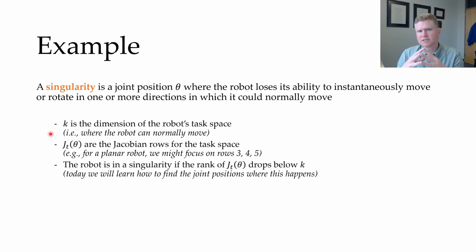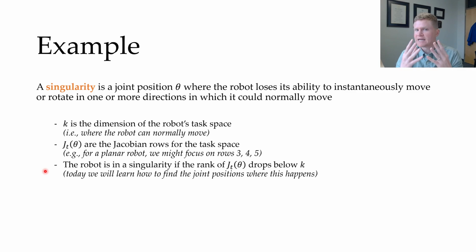So K, that's going to be the dimension of the robot's task space. So that's the space where my robot originally can move. J of T, that's going to be the rows of the Jacobian that correspond to that task space. So if you've got a planar robot and you want to think about how it moves in the X and Y axis and rotates around the Z axis, you'd be looking at the third, fourth, and fifth rows of your Jacobian. And we call it J of T just for the task Jacobian.